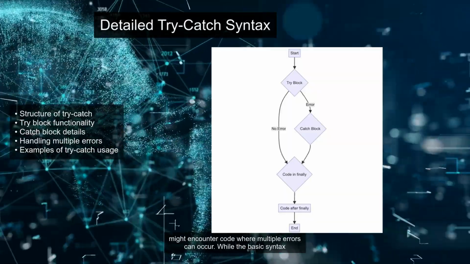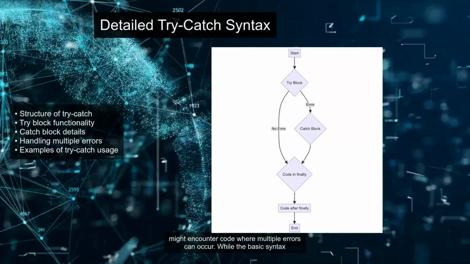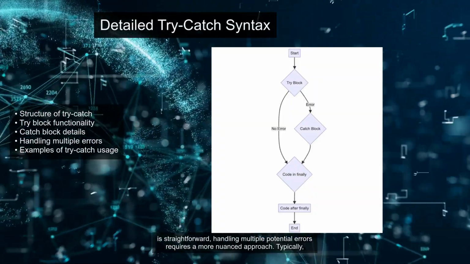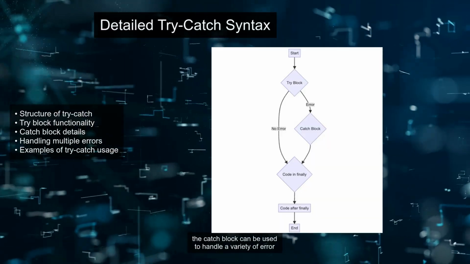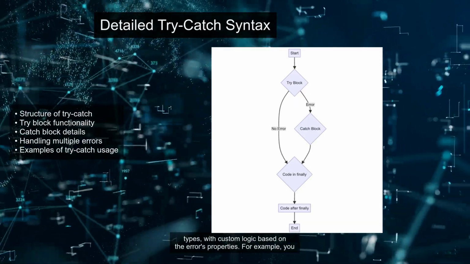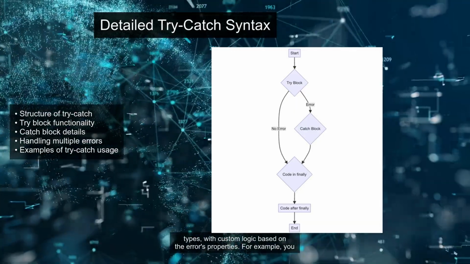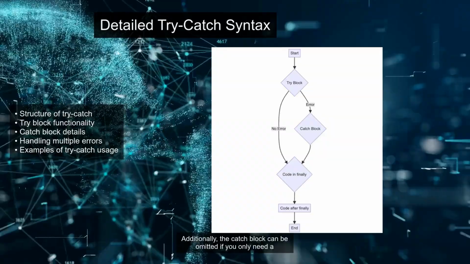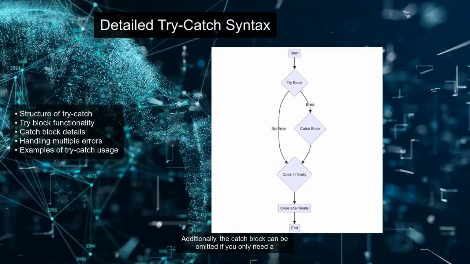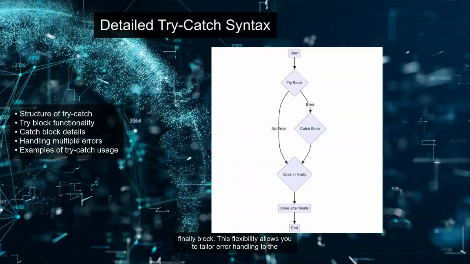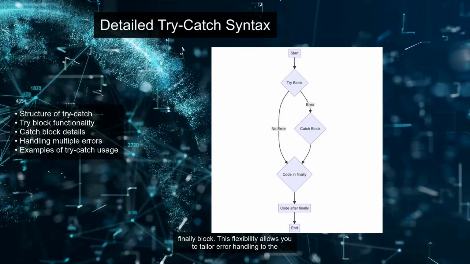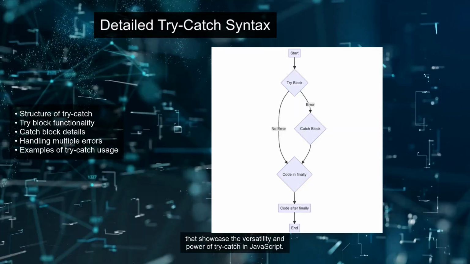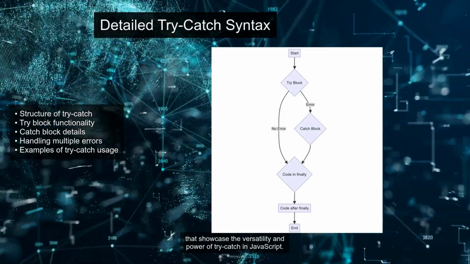In practice, you might encounter code where multiple errors can occur. While the basic syntax is straightforward, handling multiple potential errors requires a more nuanced approach. Typically, the catch block can be used to handle a variety of error types, with custom logic based on the error's properties. For example, you can inspect the error's name or message to determine the appropriate response. Additionally, the catch block can be omitted if you only need a finally block. This flexibility allows you to tailor error handling to the specific needs of your application. Throughout this video, we'll examine real-world examples that showcase the versatility and power of try-catch in JavaScript.